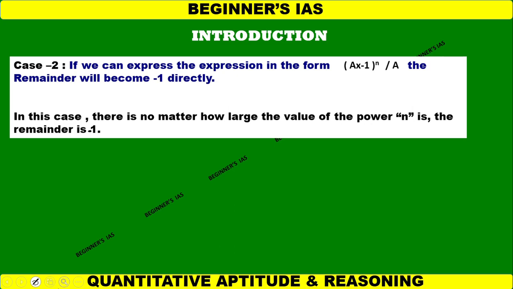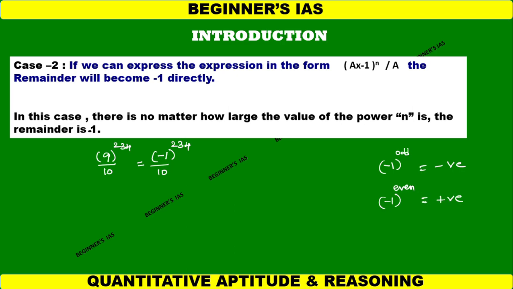Shall we do one problem? Yes, I will give you one example. Just 9 divided by 10, taking the power, whatever the power, 234. Now, what is the remainder here? Minus 1, so this is nothing but (minus 1) whole power 234 divisible by 10. This logic is very important: minus 1 to an odd power gives you a negative result, and minus 1 to an even power gives you a positive result. Here 234 is even, so the result is positive.